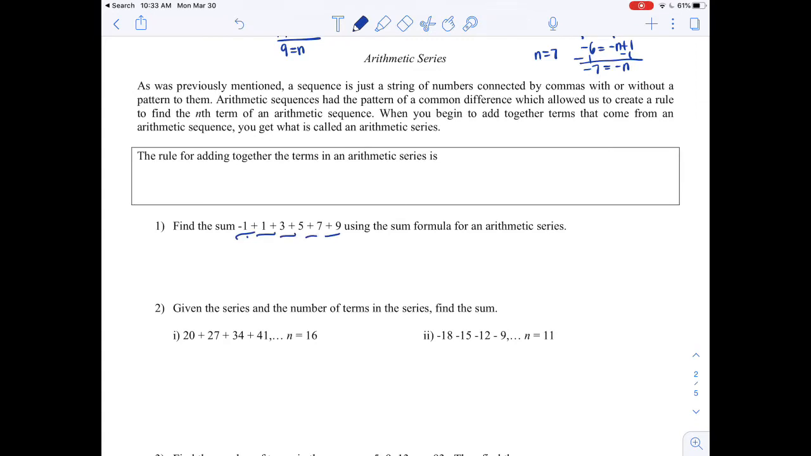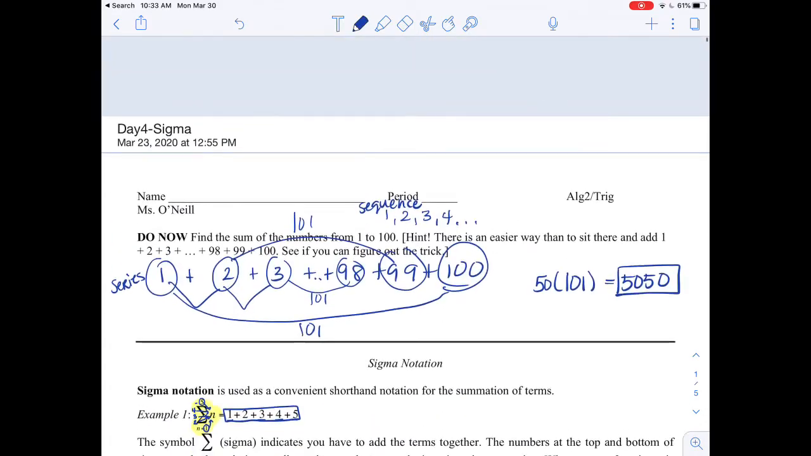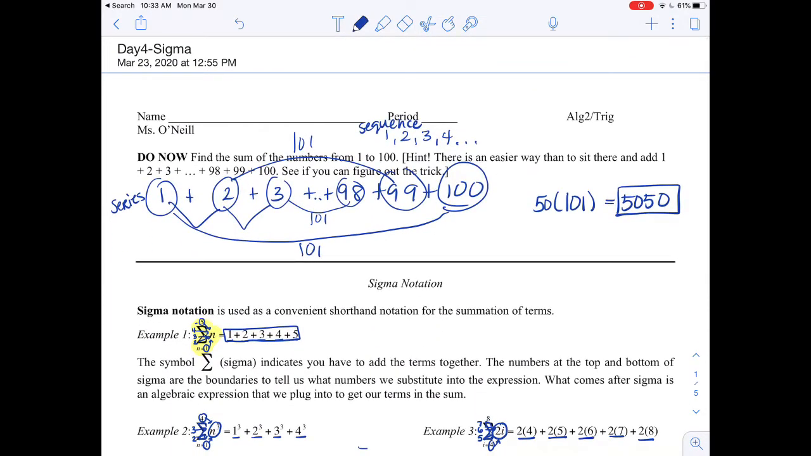so you don't have to sit there and add -1 plus 1 plus 3 plus 5 plus 7, even though that one obviously wouldn't be that difficult. What if you had to add 150 terms? I'm sure you're not going to want to sit there and add them one by one.